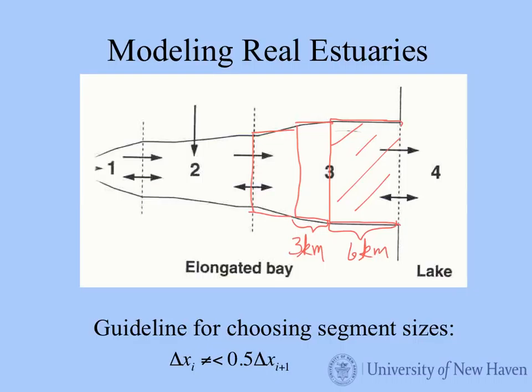There will be times when you're going to need to use finer segmentation in areas of your system in order to be able to capture significant changes in concentration. Whereas in other parts of the system, if you know that the concentration changes gradually, you may be able to get away with a coarser grid. And so applying this guideline becomes important in transitioning, particularly from a finer to coarser grid.